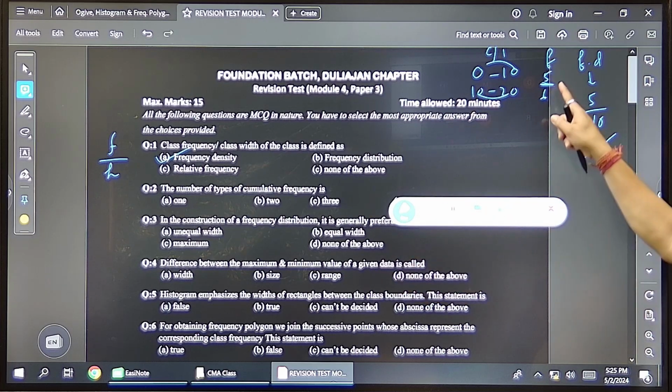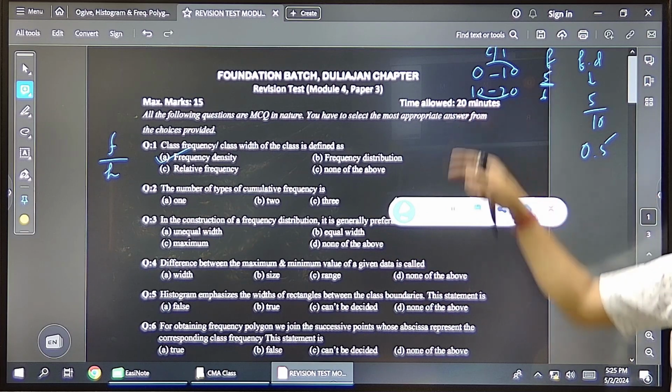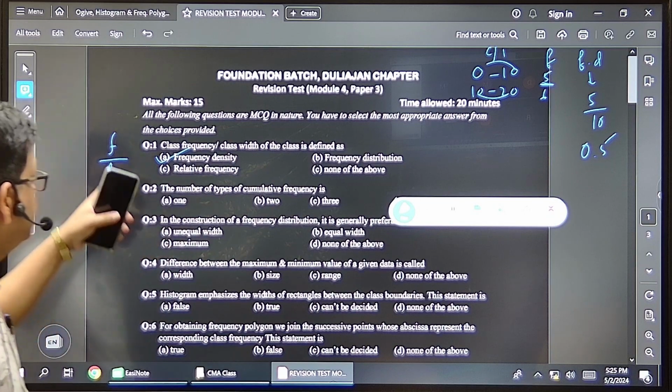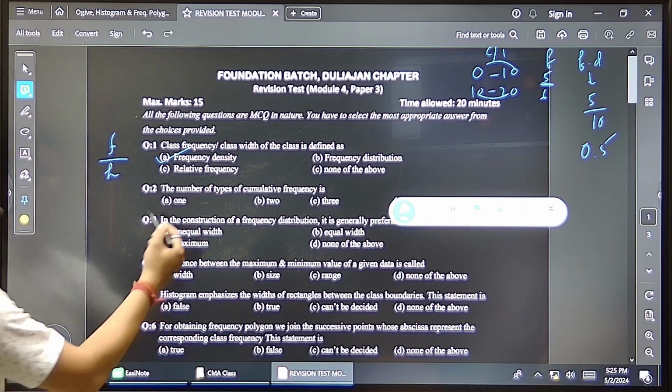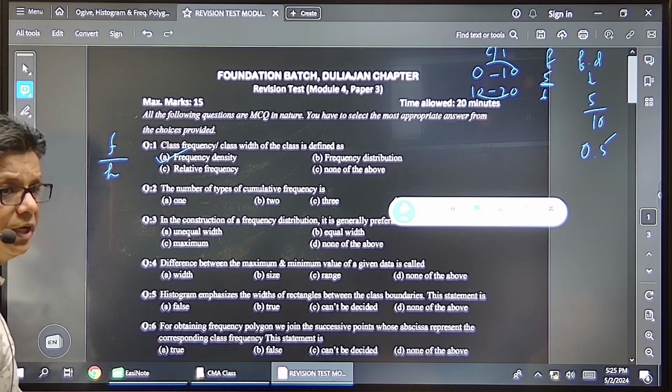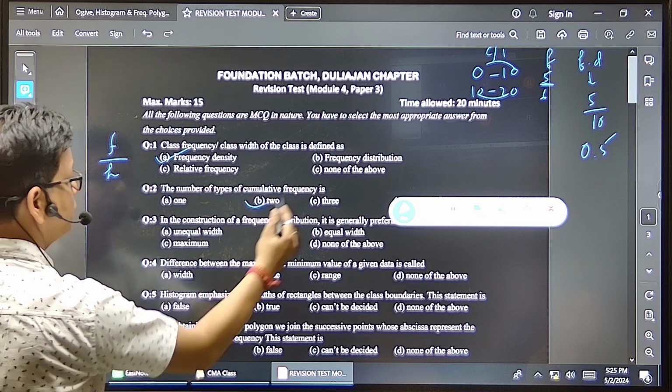So what you have to do is divide the frequency by the class size, f by h. That is in the PDF also. It is called frequency density. Here, the number of types of cumulative frequency we discussed today, there are only two: one is more than type, the other is less than type.